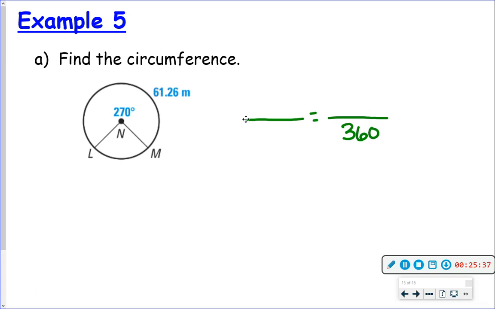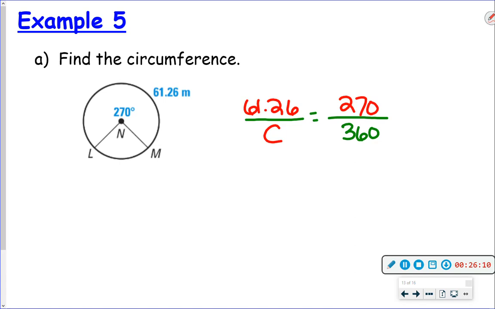Find the circumference. Well, that's the bottom, the first denominator, that's what I'm after. The top, of course, is the arc length. The second numerator is the angle, central angle. So what goes where is my question. Is the 270 first or second? Second. And notice the degrees always line up. They always stay with each other. And then, of course, this is my arc length, the 61.26.